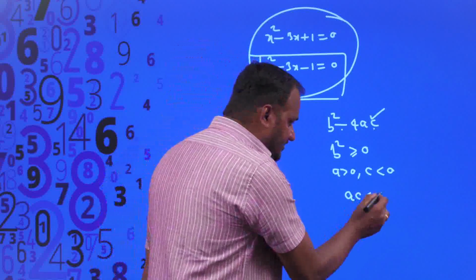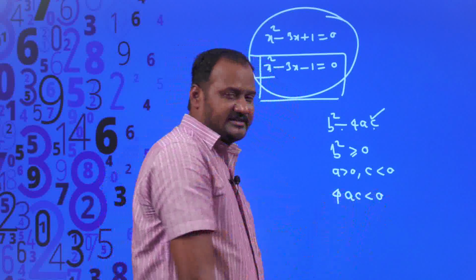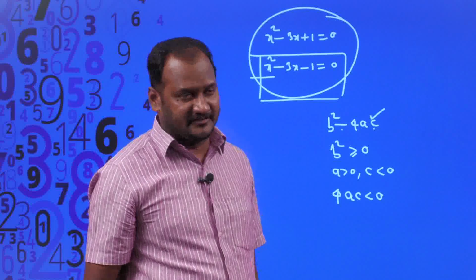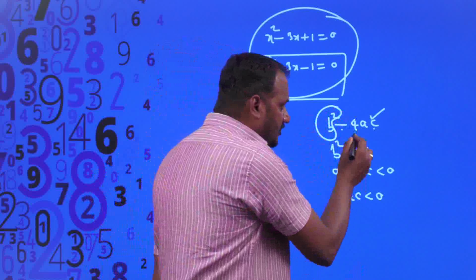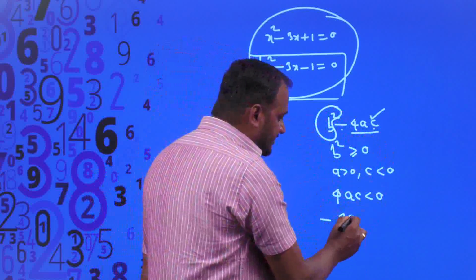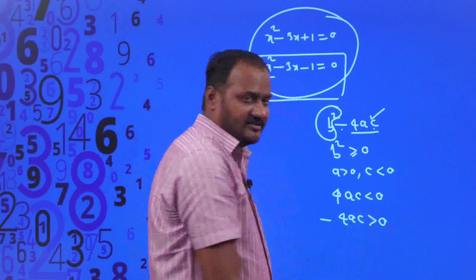So that a into c is negative. If a into c is negative, then obviously 4 into ac is also negative, 4 being a positive number. So positive into negative is always negative. So what does it mean? b square is positive, 4ac is negative. Since 4ac is negative, what is negative 4ac? Negative of negative is going to be positive. It means greater than 0.